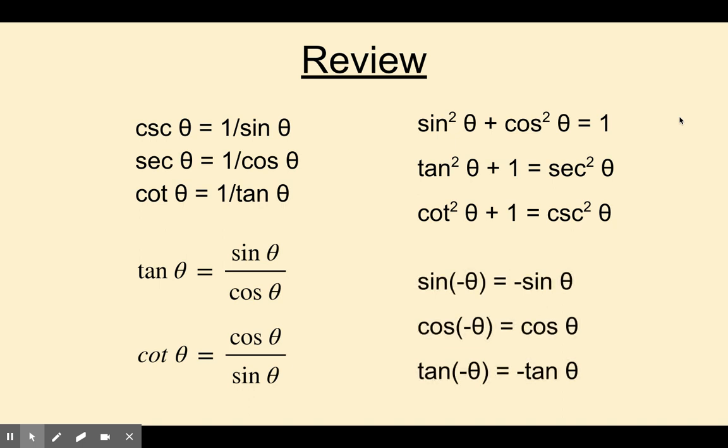And then last are our opposite angle identities. So sine of negative theta is negative sine theta. Cosine of negative theta is just a positive cosine theta. And since tan is sine over cosine, it's going to be a negative over a positive, so it's going to be a negative. All right? Okay, so that's what we have to work with.